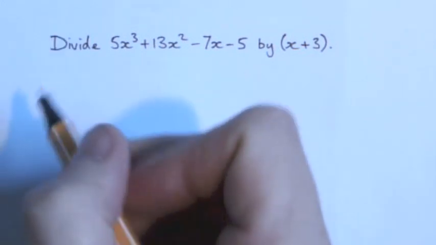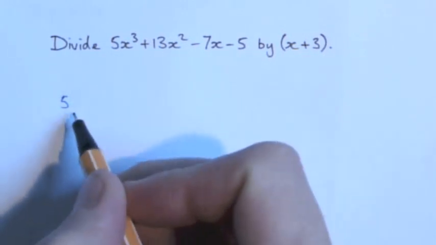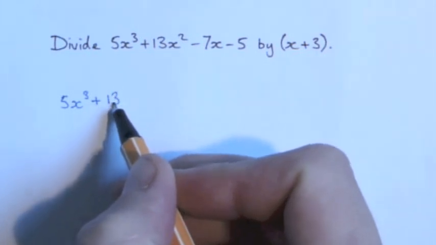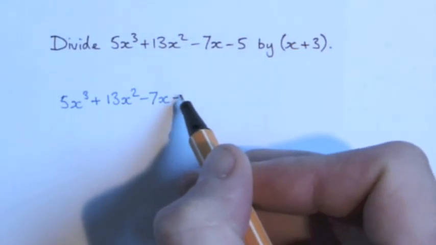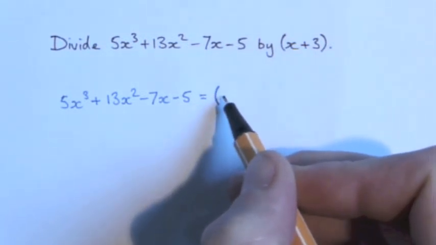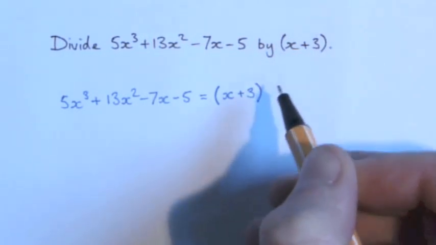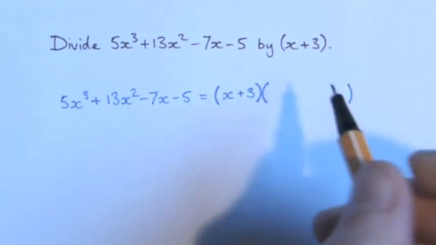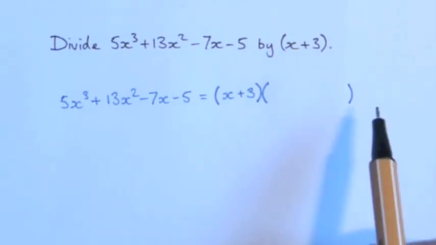So what I mean by that is we're going to write the original cubic, 5x cubed plus 13x squared minus 7x minus 5, and we're going to express it as a product of x plus 3 and some other factor. Now, if x plus 3 doesn't divide exactly in, we may get a remainder on the end, but we'll see in a second.